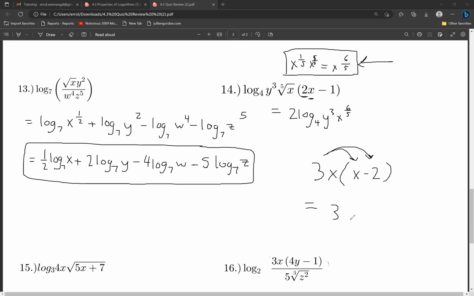How did you get 2 here? How did you know that's 2 right there? Because 2x is just 2. 1 plus 1 is 2, right? Okay, and then minus 6x, right? Same thing we're doing up here. Same exact thing. We're adding the exponents.